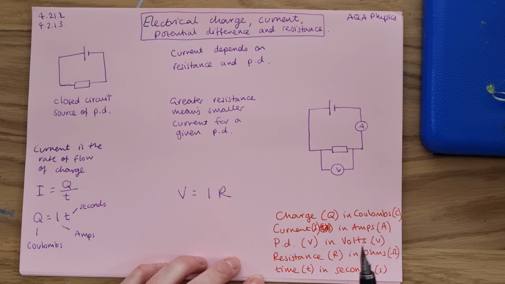Resistance is anything that reduces the flow of current, like a resistor. Instead of resistance, we can write the letter R. It's measured in ohms, which is given this symbol here, and then time is measured in seconds.